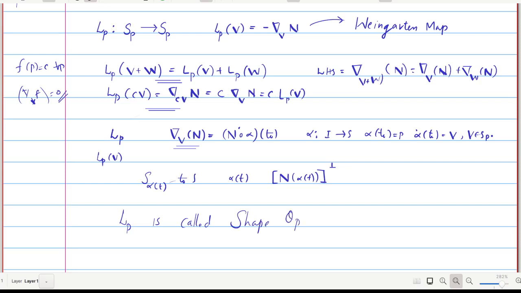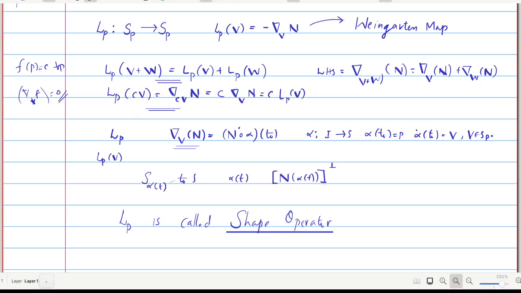Sometimes we can expect a question that asks you to prove that the shape operator is linear. That means this L_P is linear. That is the meaning of that question. So please note this name: L_P is also called the shape operator.